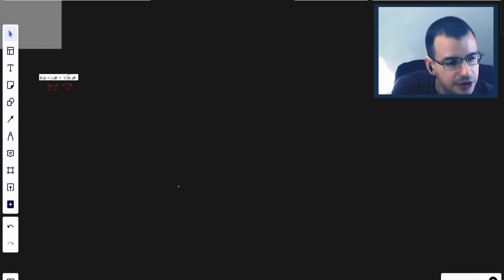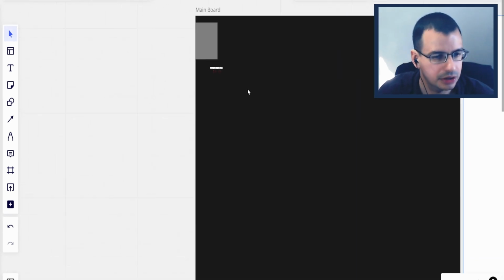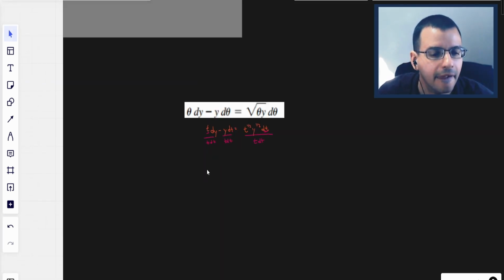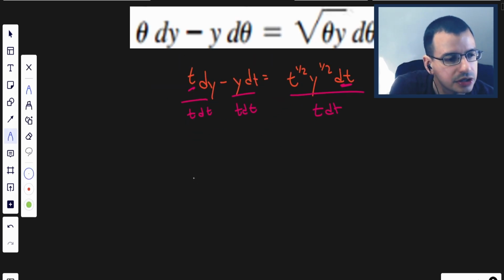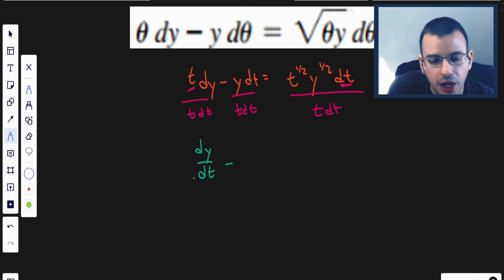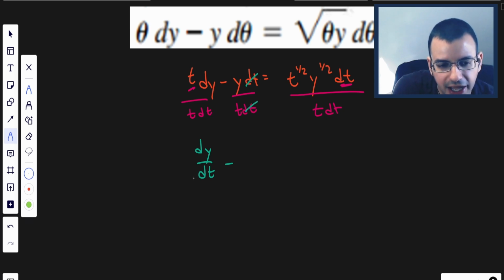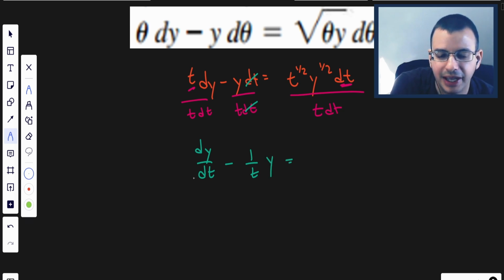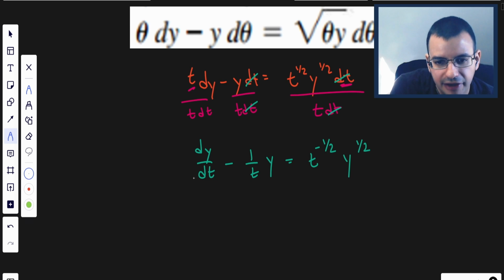So for the first part, we want, so the t's cancel out, we get dy dt, minus, I'm going to write this as, the dt's cancel there, so I'm going to have 1 over t times y, and then t to the 1/2 divided by t, dt's cancel, is going to be t to the negative 1/2, y to the 1/2. There we go.